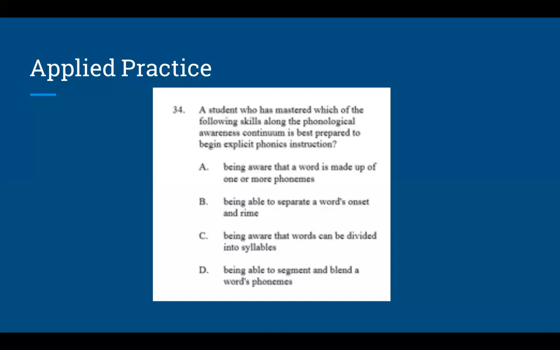So then C is being aware that words can be divided into syllables. So that's before onset and rhyme, right? So again, a lower level skill. So I'm going to get rid of C.